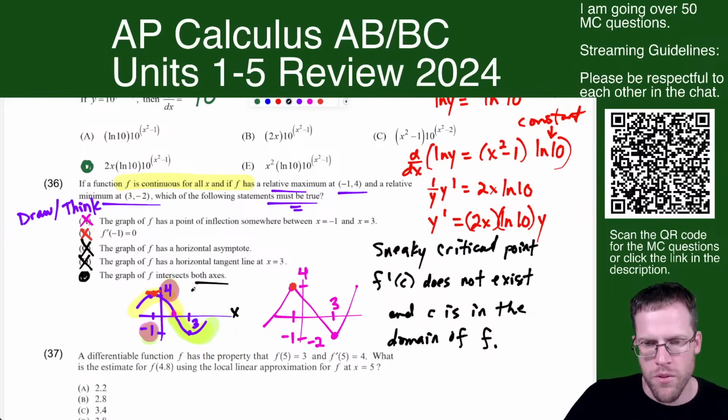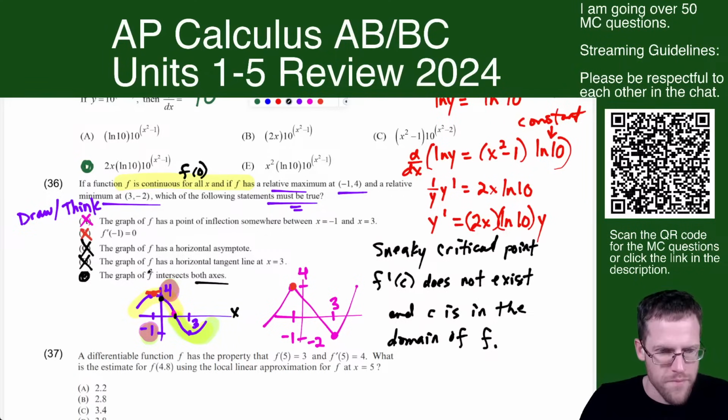That is unavoidable. And we have to hit the y-axis also, because they said f is continuous for all x, which means f of 0 has to be defined. So it's going to hit the y-axis. So it's going to hit both. We're going from 4 to -1, so we're hitting the x-axis, and the function's defined at 0. So choice E. Good question.